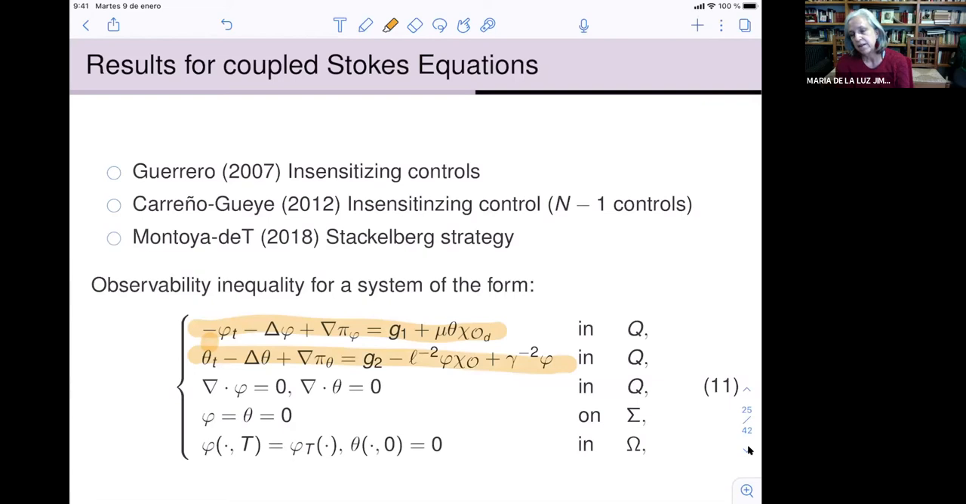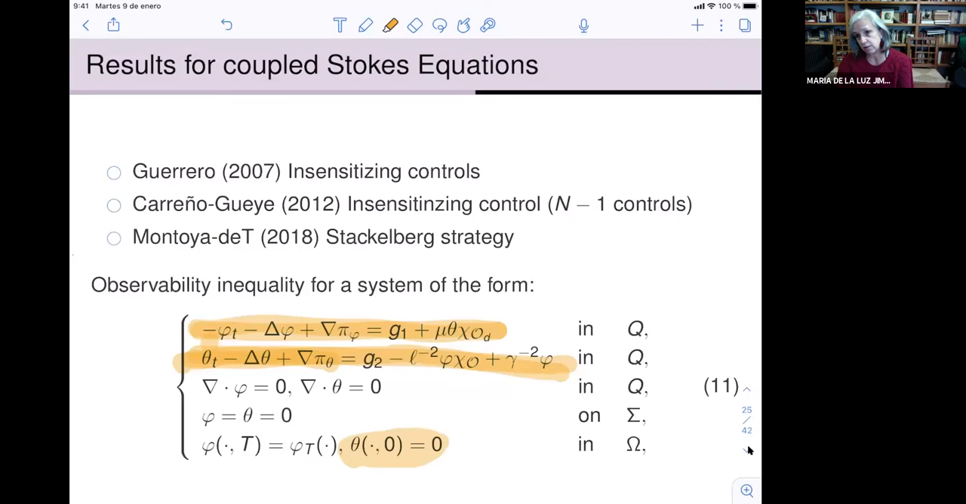You can see that in this coupling, one equation goes in one direction: theta is going in the forward time direction, and phi is going in the backward direction of time. But here, theta is equal to zero at the initial datum, and this is important for the results that we are able to obtain here. And then, as far as I know, these are the results treating coupled equations.